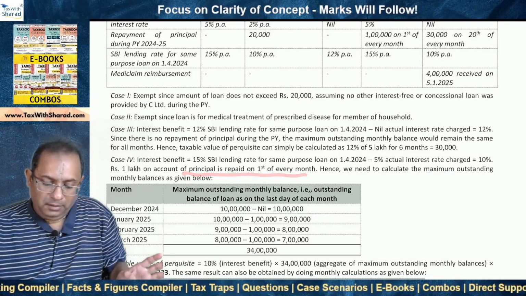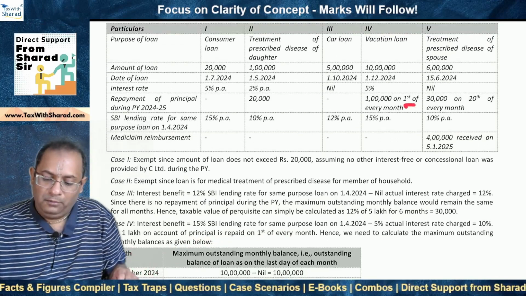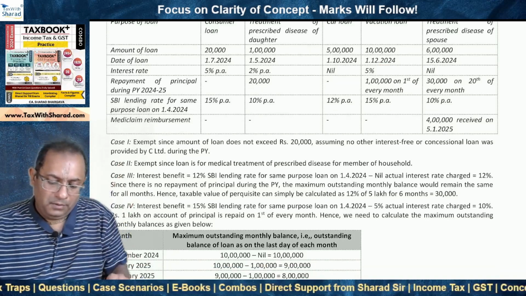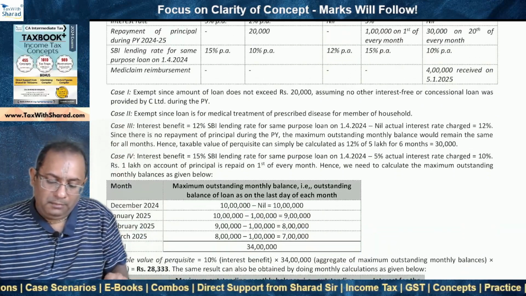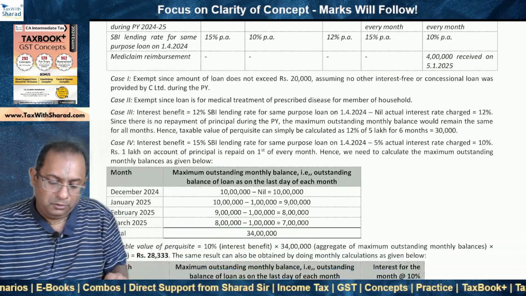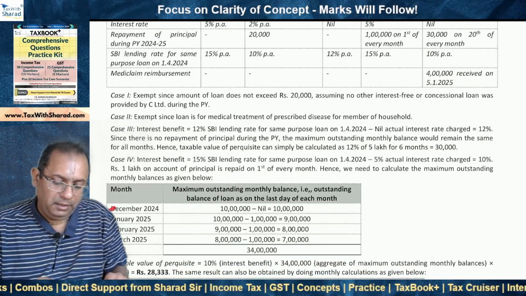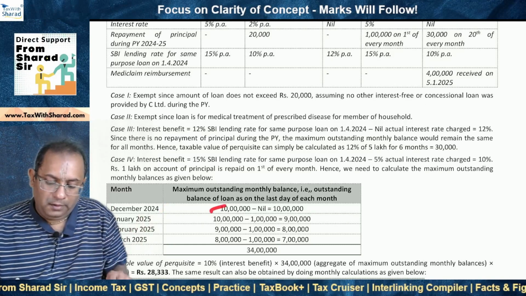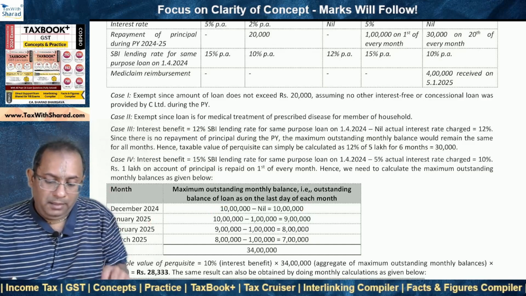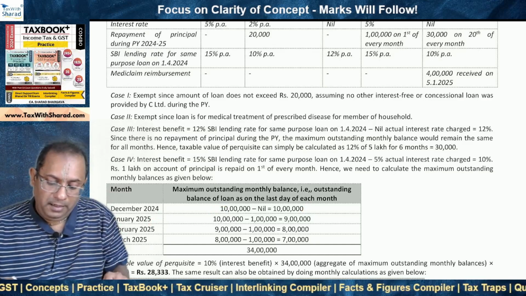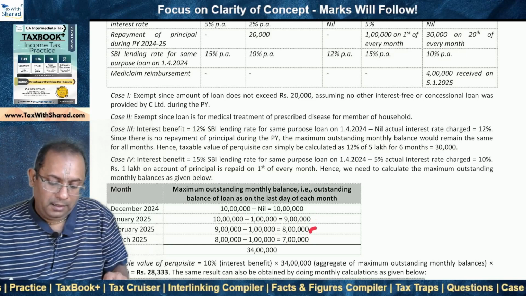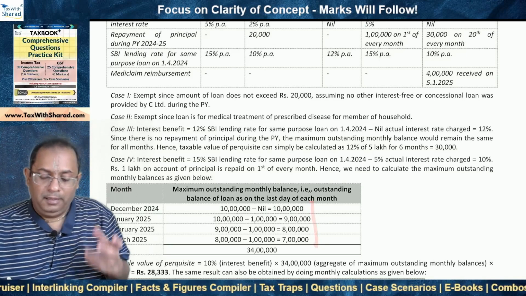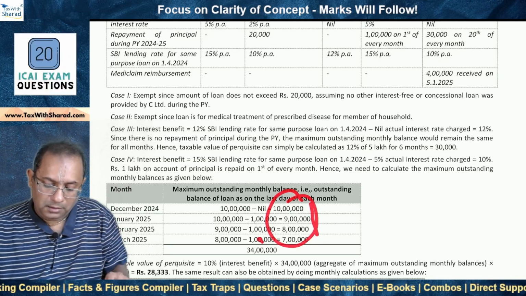Principal is repaid on 1st of every month. So the first repayment will be when? 1st of January 25. 1st of January, 1st of February, 1st of March. So what we need to do? We need to figure out the outstanding monthly balance. The loan has been given in December. So the first month will be December, then January, then February, then March. So at the end of December, the balance will be what? No repayment in December, so it will remain 10 lakh. At the end of January, 1 lakh will be repaid, so the balance will be 9 lakh. In February, it will be 8 lakh. In March, it will be 7 lakh. So we calculate all these outstanding monthly balances at the end of each month. Then we aggregate these, and this comes to 34 lakh.